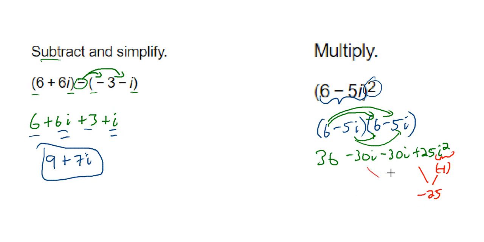Right? These combine together to give me negative 60i. And then I'm just copying down the 36 for the moment. But once I replace the I squared with negative 1, these terms become like terms. So 36 minus 25 is going to be 11. So we get 11 minus 60i as our final answer here.